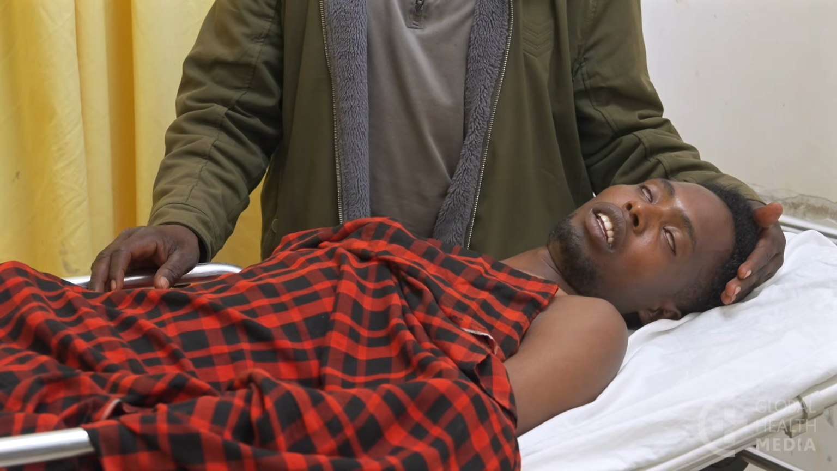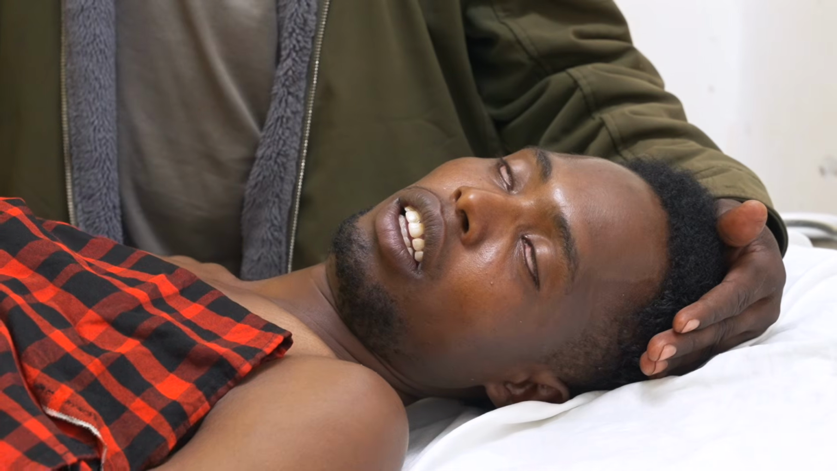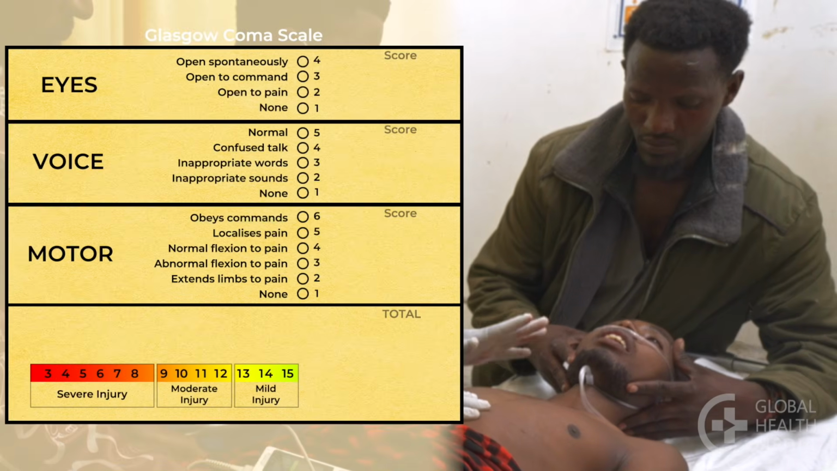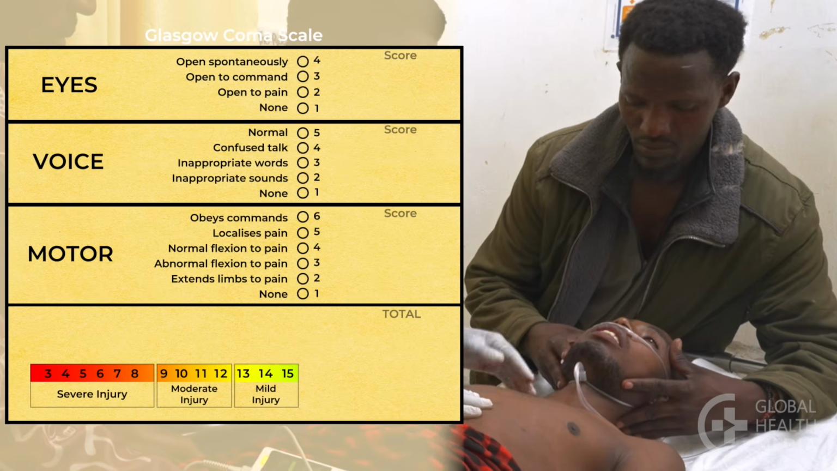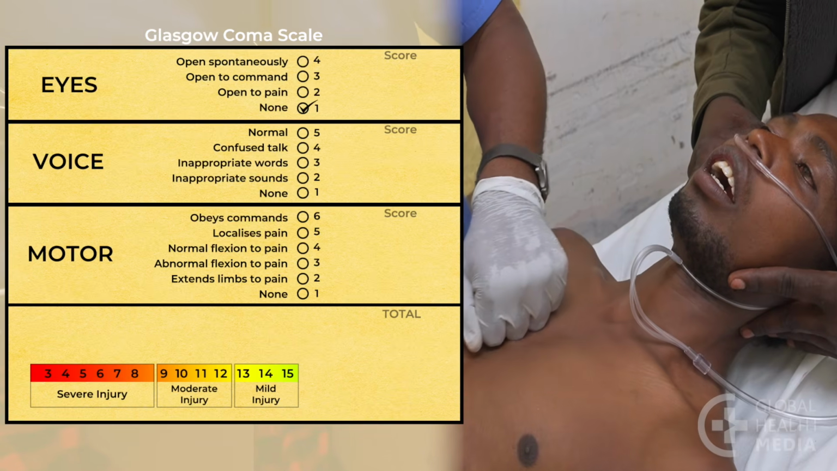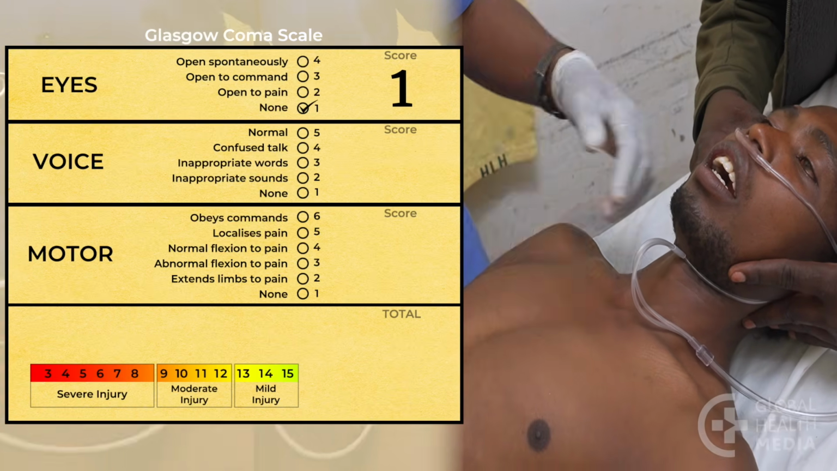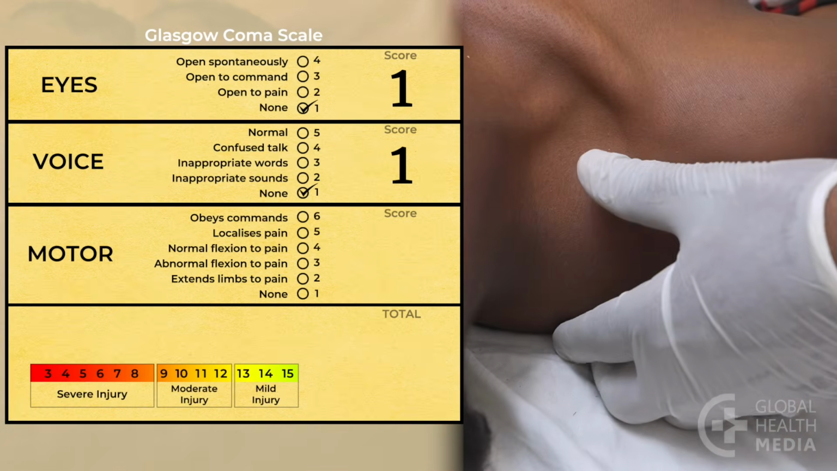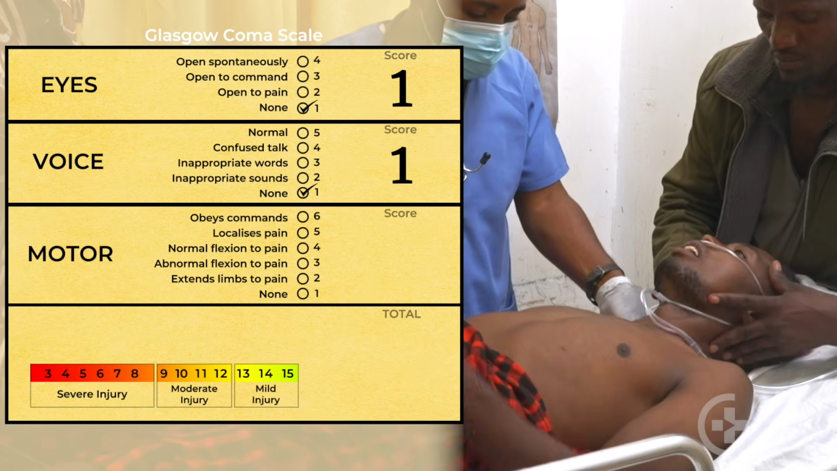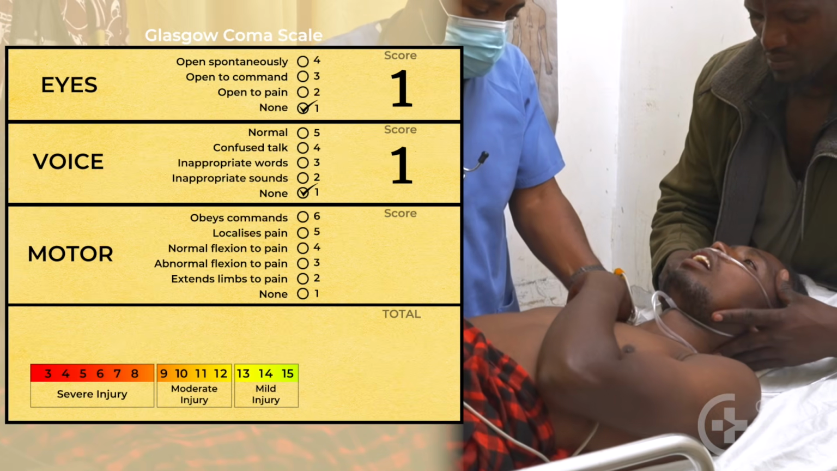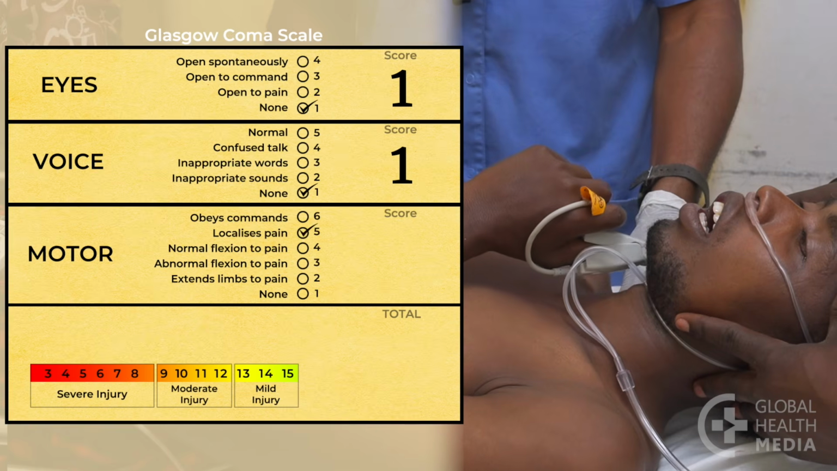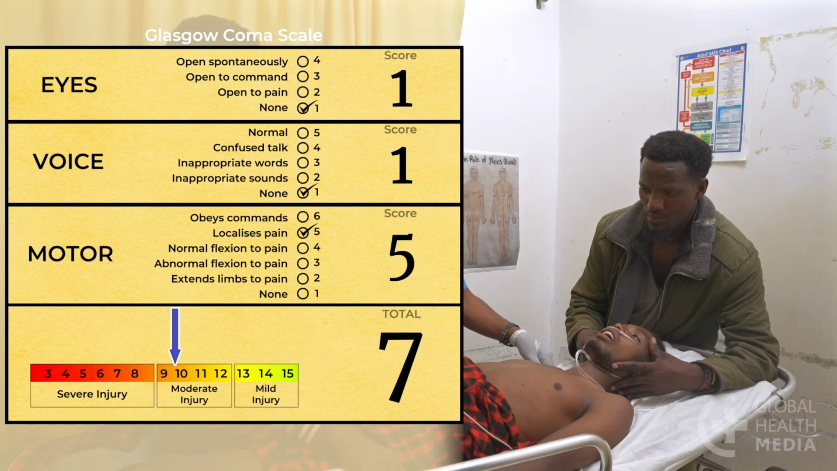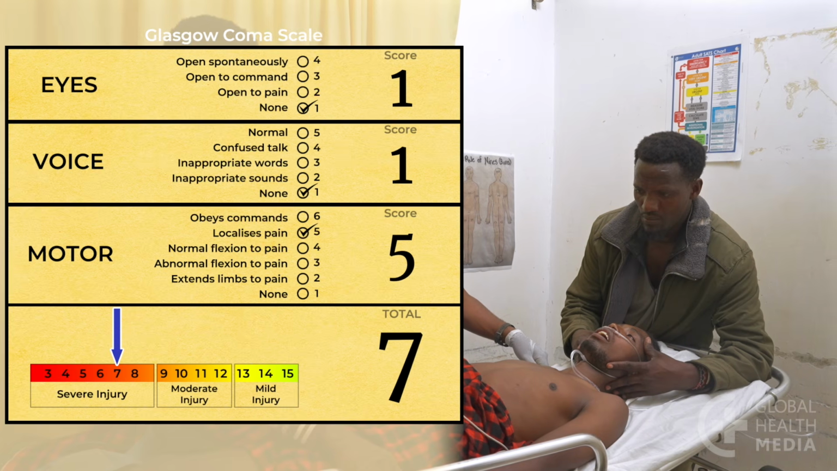Here is a real-life example. This man arrived with a head injury. In his first assessment, his eyes were open, but he was not alert. His eyes did not change with pain. He did not answer or make sounds. When his trapezius muscle was squeezed, he reacted to stop the pain by reaching toward his neck and bringing his hand above his clavicle. He had a coma score of 7, indicating a severe injury.